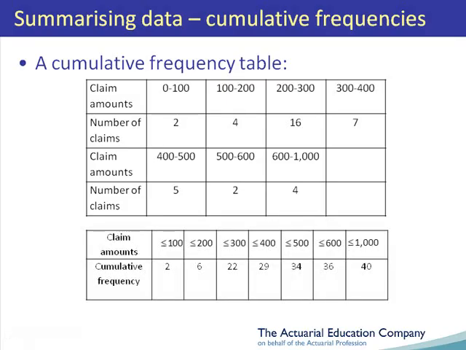Another way to present these data is to draw a cumulative frequency table and a cumulative frequency curve. Let's see how we might do this. We start by finding the cumulative frequencies and putting them in a table. We want to find the numbers of claim amounts which are less than or equal to 100, less than or equal to 200, less than or equal to 300, and so on. This gives us the table of values shown here.